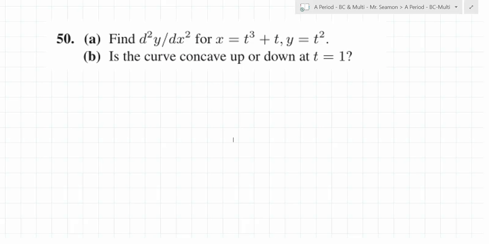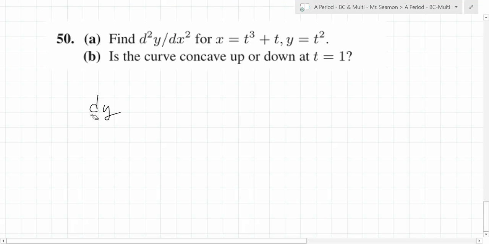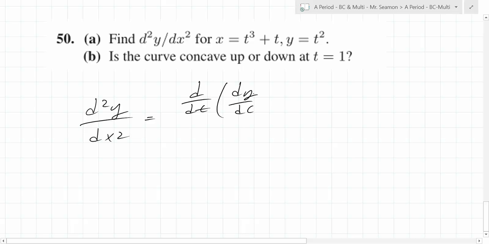So hold on, just so you remember, if you want to find the second derivative, what did you have to do? You take d/dt of dy/dx, all over dx/dt. Exactly. So we're going to do that right now.